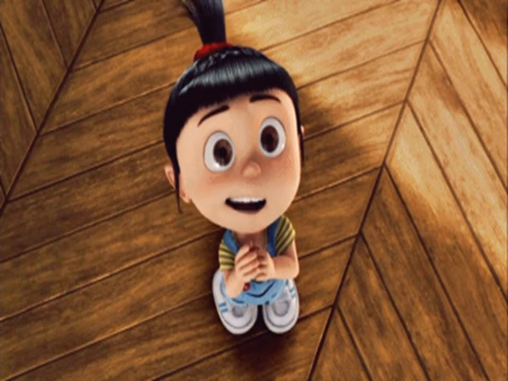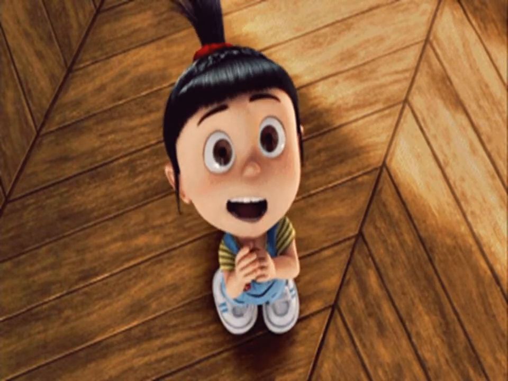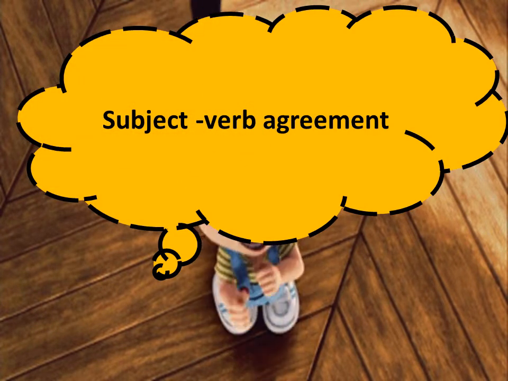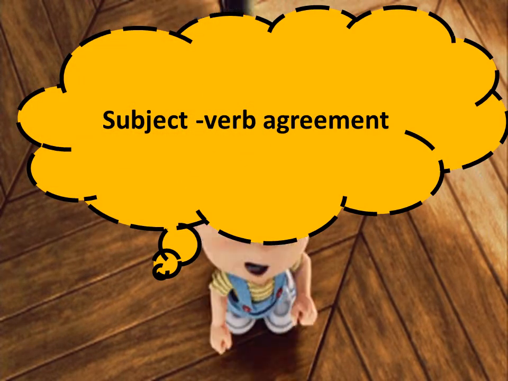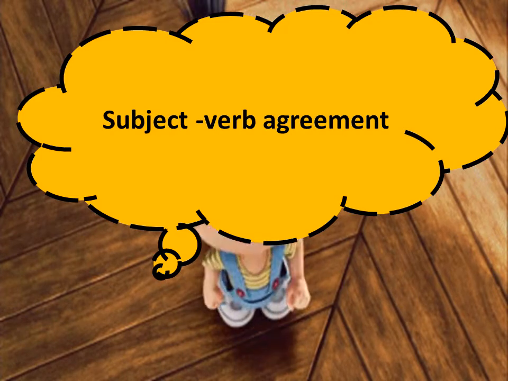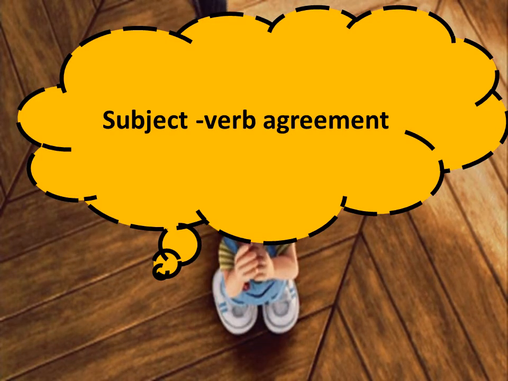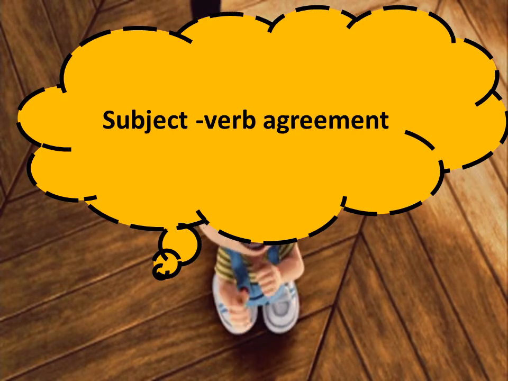Good morning, students. We are back again with a new grammar chapter, that is subject, verb and agreement. The title of the chapter itself tells you that it will talk about the agreement between the subject and the verb. So first of all, we will understand what is a subject, what is a verb in a sentence. Okay, so let us move forward.